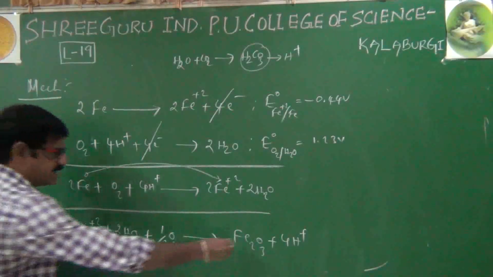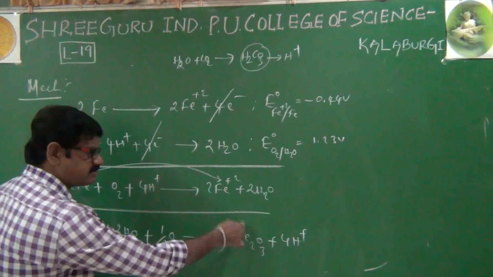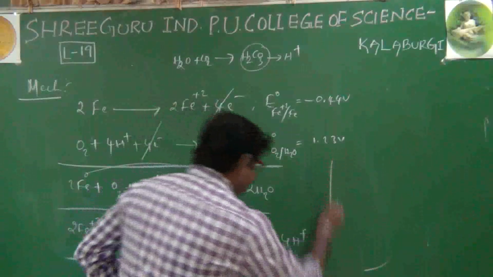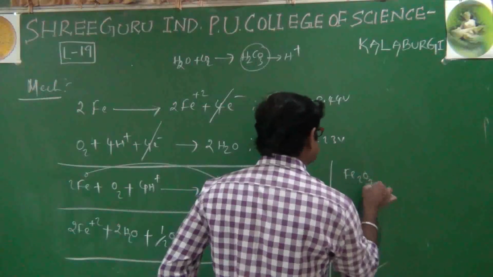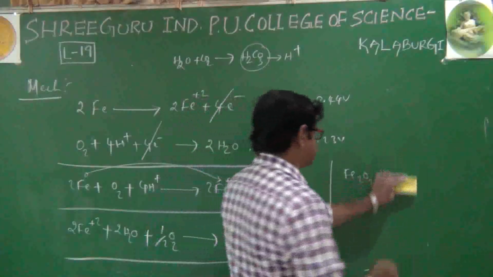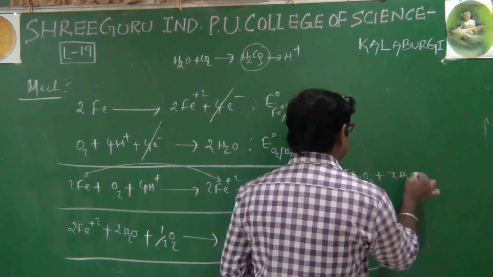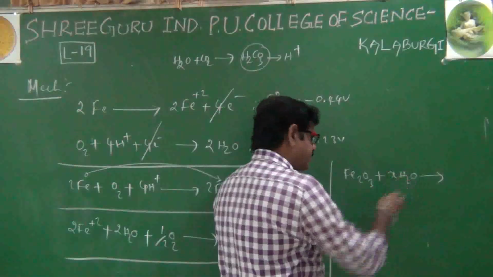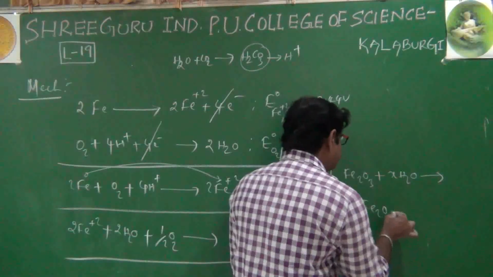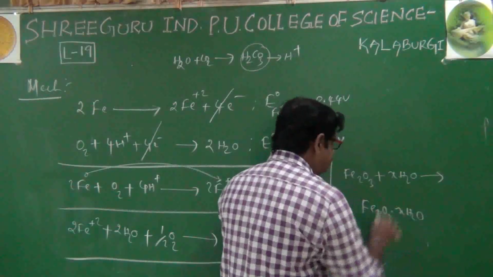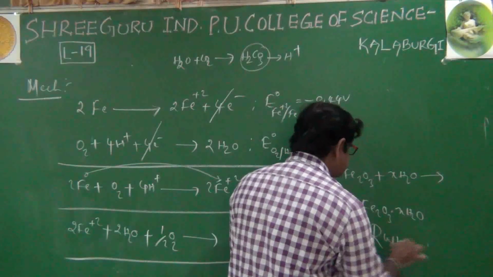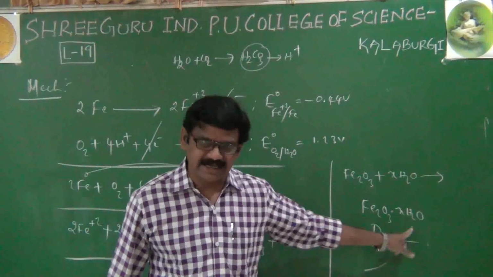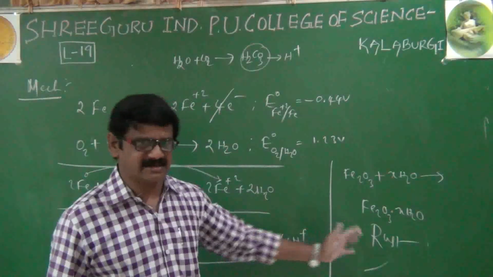Now ferrous has converted to ferric, where the oxidation number of Fe is plus 3. Okay, next, finally Fe2O3, ferric oxide, undergoes hydration with water. It reacts with the environmental constituents only. Hydration takes place, and finally you will get Fe2O3·xH2O. This compound is called rust. That's it, the rust formula: hydrated ferric oxide. Hydrated ferric oxide itself is called rust.